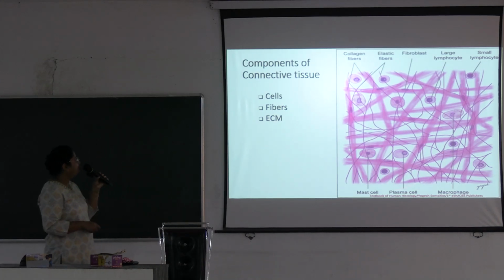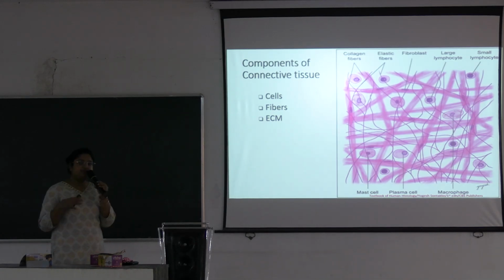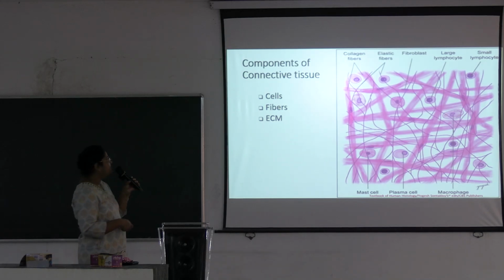So these are the different components of connective tissue, cells, fibers and extracellular matrix. Extracellular matrix is washed out during the tissue processing, during slide preparation. Next.